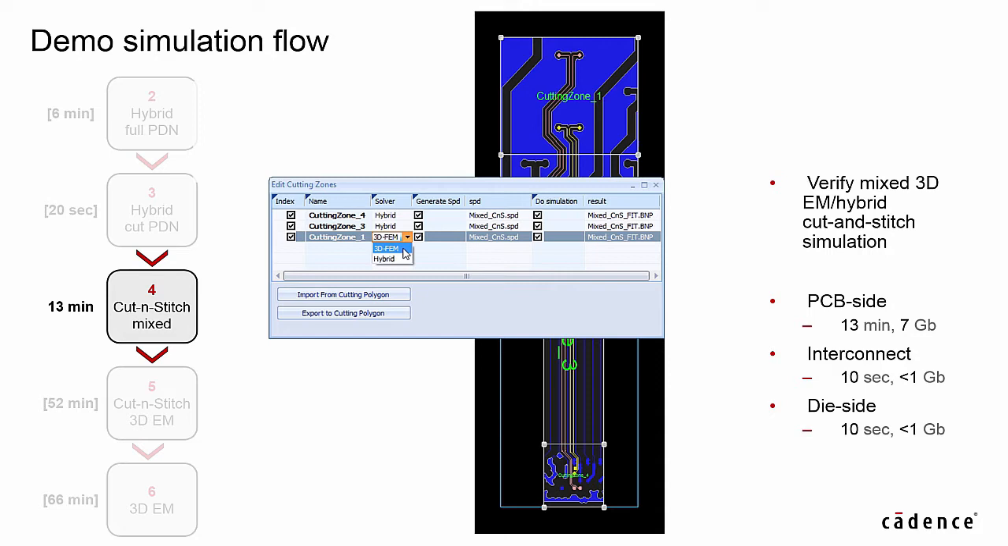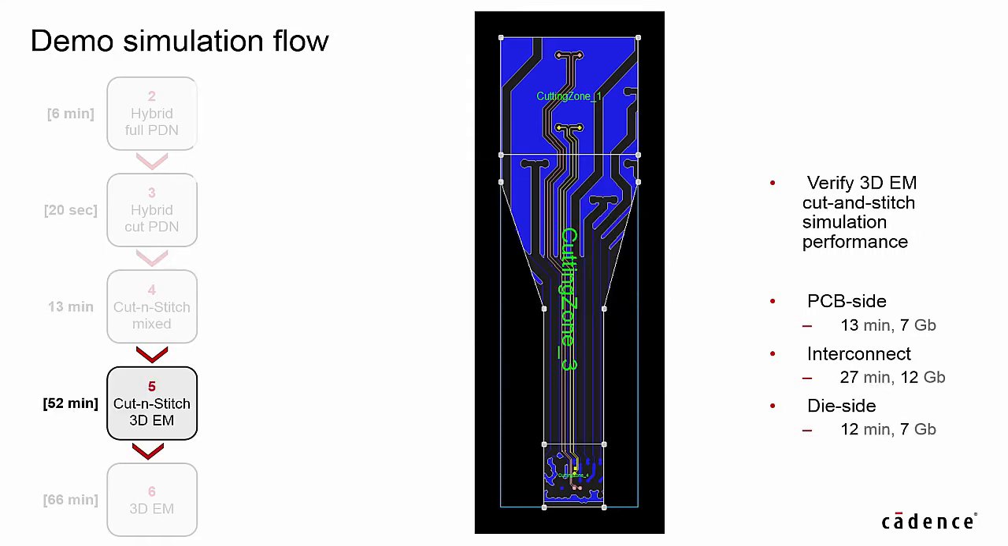I had initially intended to select the chip transition for 3D simulation, but the hybrid solver results showed the board transition dominates circuit performance over the entire bandwidth. Therefore, I chose only the board transition for 3D simulation and stayed with hybrid solver simulation for the die transition and interconnect zones. The cut and stitch simulation completes in about 13 minutes, with only seconds required for the 2 hybrid solver zones.